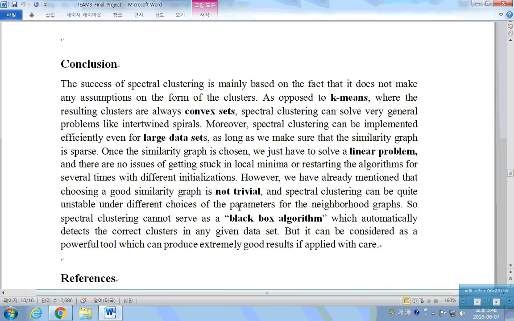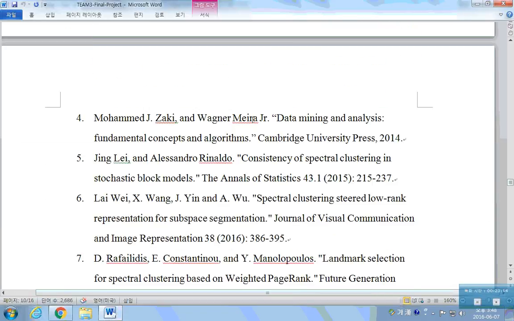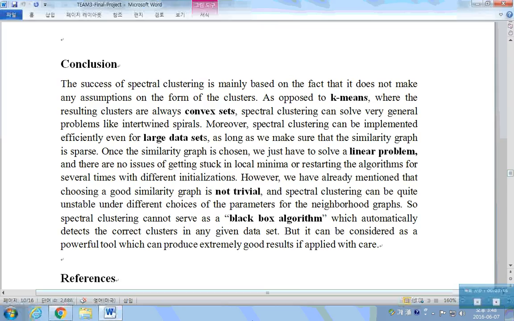And here are the conclusions. The success of spectral clustering is mainly based on the fact that it doesn't make any assumptions on the form of the clusters, as opposed to k-means, where the resulting clusters are always convex sets. If the data are convex sets, k-means can work well, but in other cases it may not work well. Spectral clustering can solve this kind of general problem.